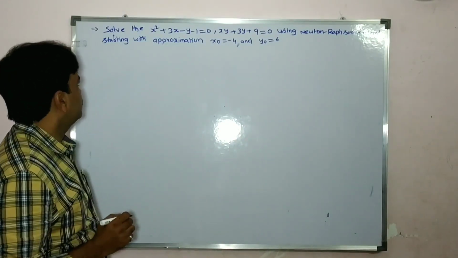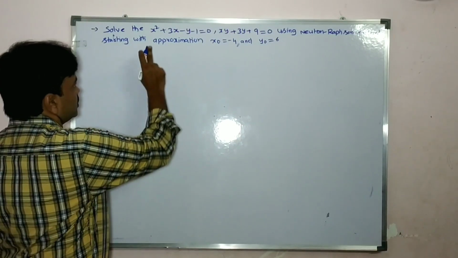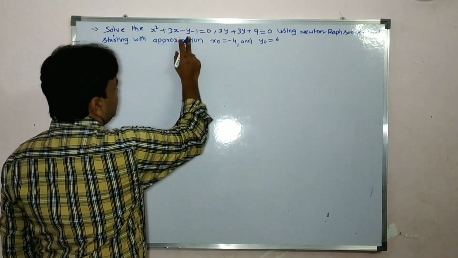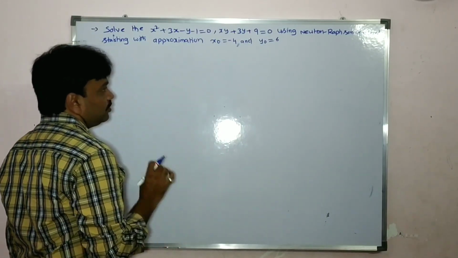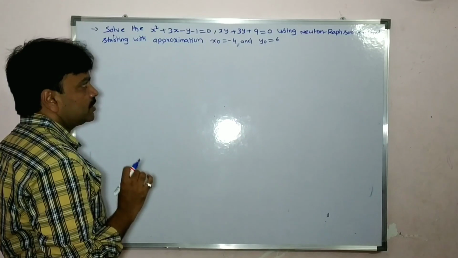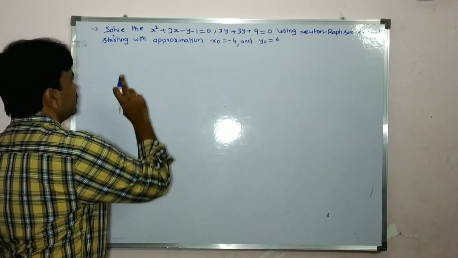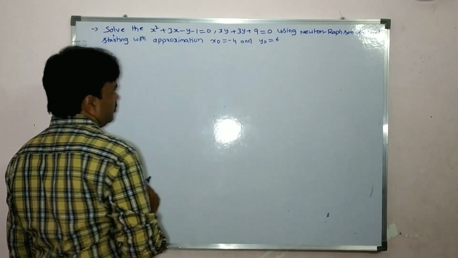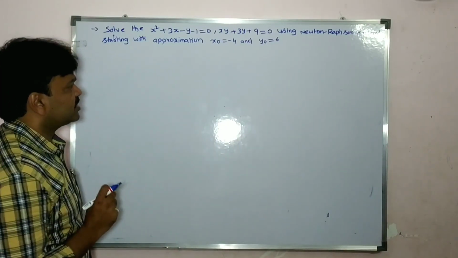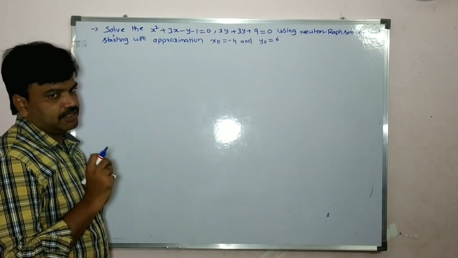Okay students, please read once again. Solve the equation x square plus 3x minus y minus 1 is equal to 0 and xy plus 3y plus 9 is equal to 0 using Newton-Raphson method, starting with approximation x0 is equal to minus 4 and y0 is equal to 6.